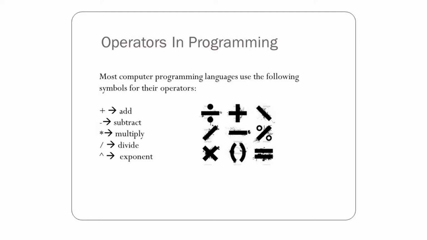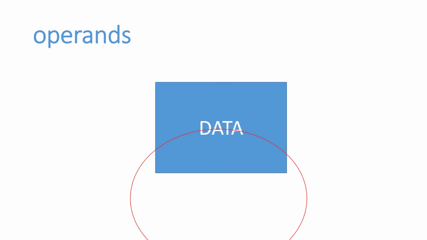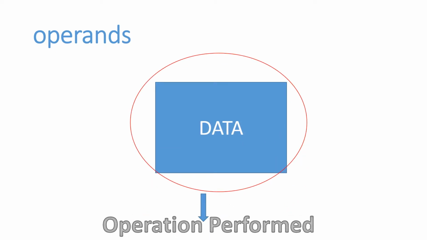Let's look into operands. Operand specifies the data on which operation is to be performed. It can be a constant, variable, or another expression. As discussed in the example, A and B were operands because addition was performed on them. Now, next term is operation.